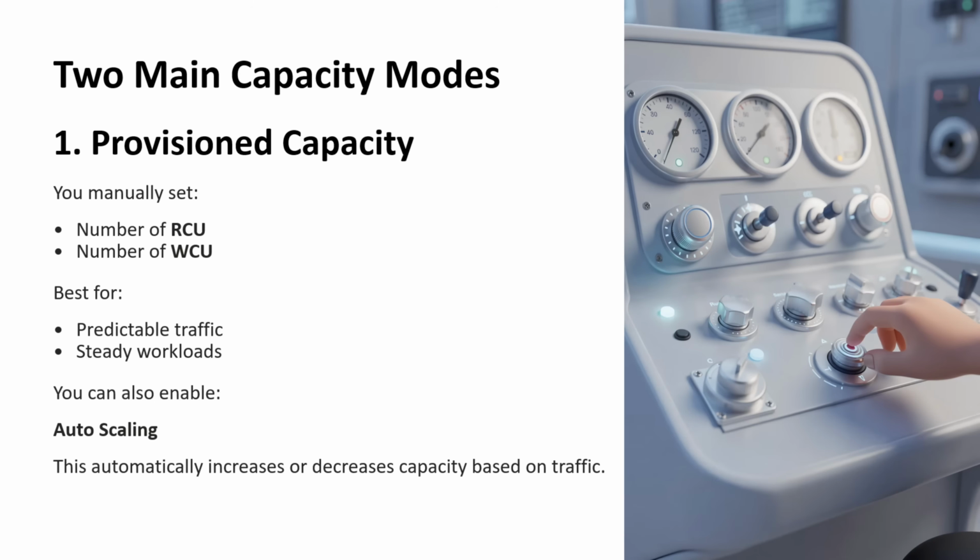There are two main capacity modes. The first one is provisioned capacity. You manually set the number of read capacity units and write capacity units. It is best for predictable traffic and steady workloads. You can also enable auto scaling. This automatically increases or decreases capacity based on traffic.